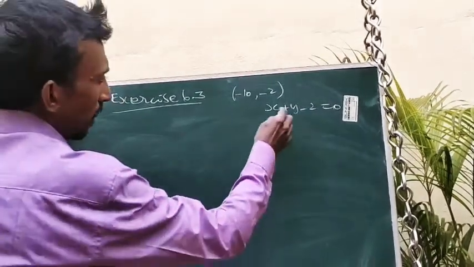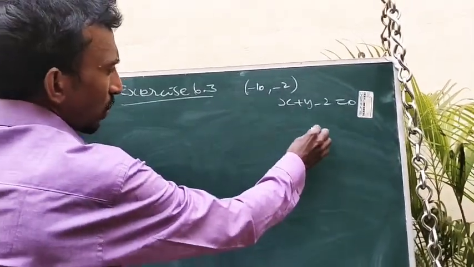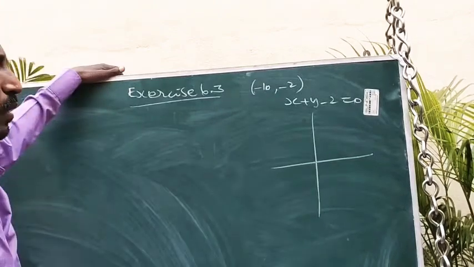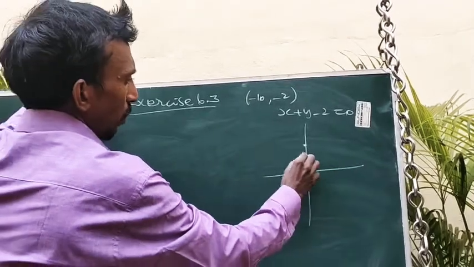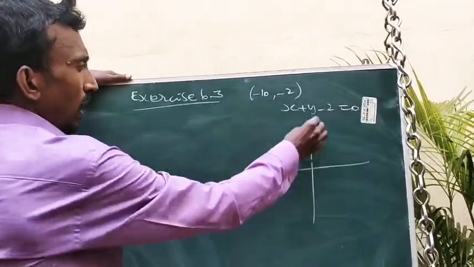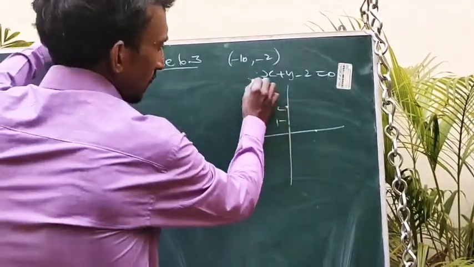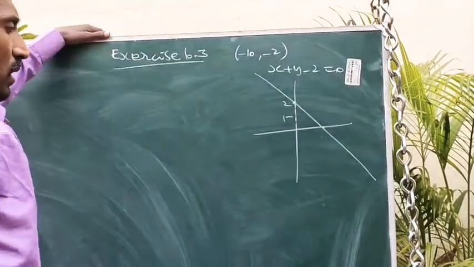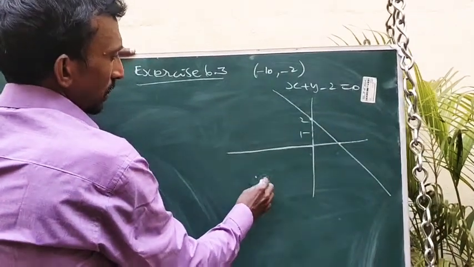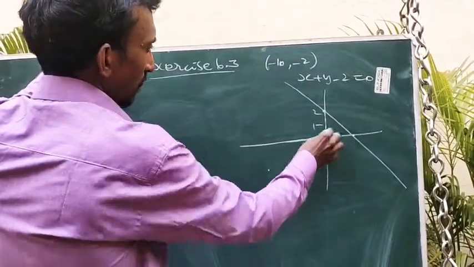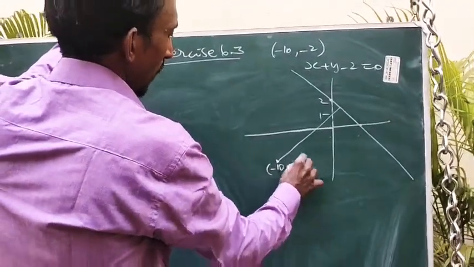My dear student, if we draw the straight line, we need to just identify the x-intercept and y-intercept. If you put x equal to 0, y equal to 2. If you put y equal to 0, we are getting x equal to 2. So this is the given line. So minus 10 comma minus 2, maybe here. So this is the point, assume minus 10 comma minus 2.